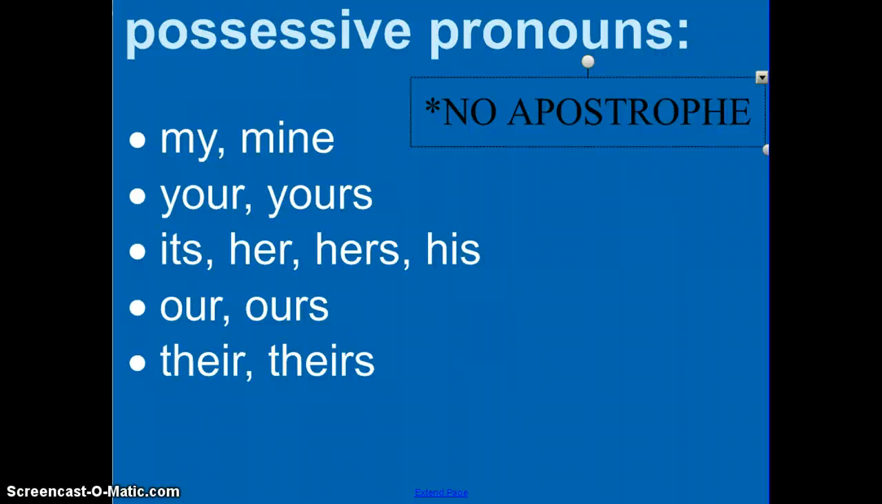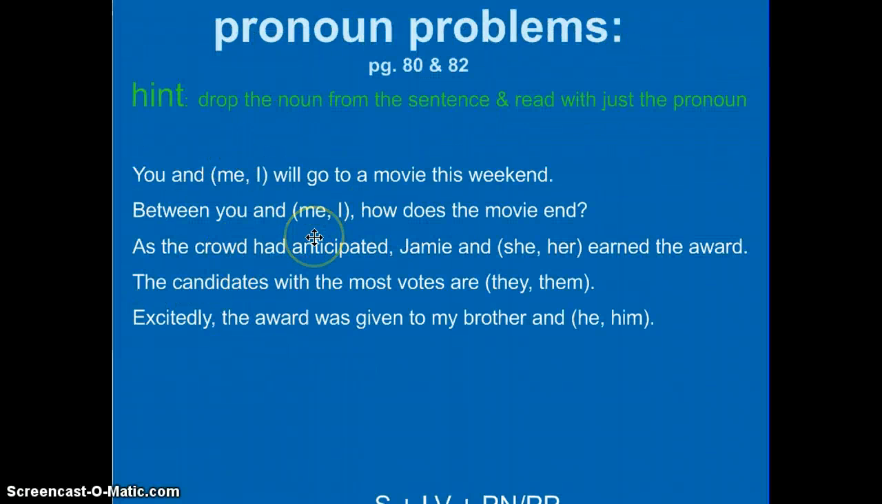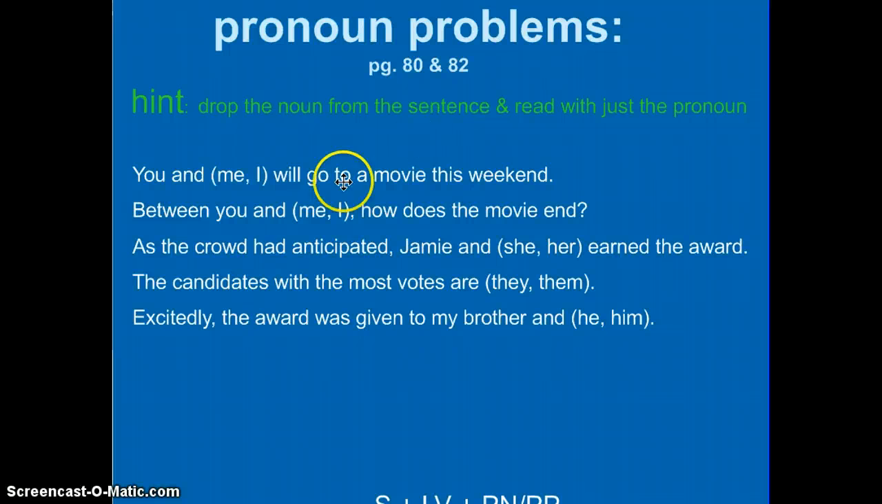So this all comes into play when we look at our jobs and the problems that we see with them. And so one of my hints here is to drop the noun from the sentence if you're looking at a compound and read it with just the pronoun. So if you're not sure whether to say you and I or you and me, if you cross this out, you know that you would never say me will go to a movie this weekend, that you would say I will go to the movie this weekend. So if you get rid of that first person, it starts to make a little bit more sense.